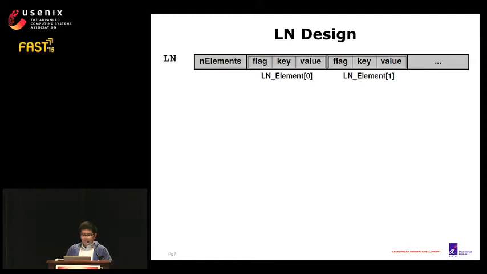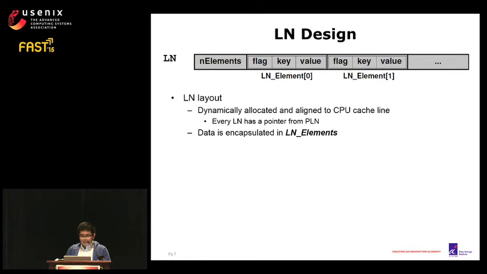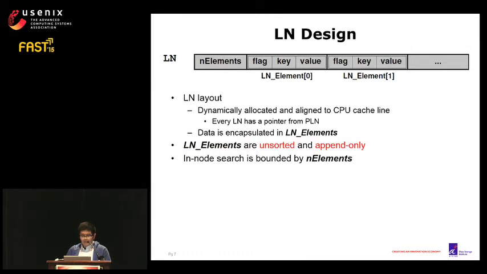So let's move on to the leaf node design. Each leaf node is dynamically allocated as needed, and they are aligned to the cacheline size. The persistent data, for example, in our case, the key value pairs, are encapsulated in a data structure called leaf node elements. To reduce the consistency cost, leaf node elements in each leaf node are unsorted and append-only. So the penalty of CLflush for entry shifting shown earlier is eliminated.